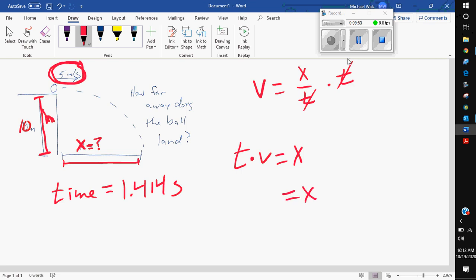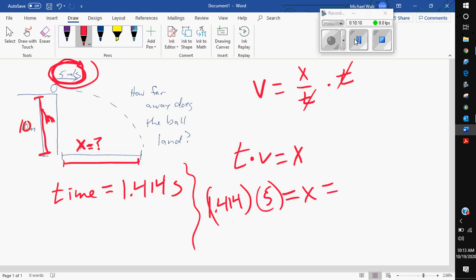Okay, the time is 1.414. And the velocity in the x is 5. So the distance that I fall away from the cliff is, yes, very good, Kaylee, 7.07 meters, right?